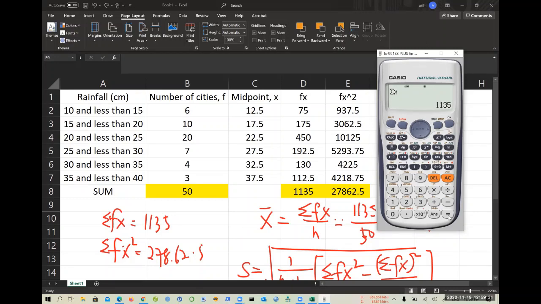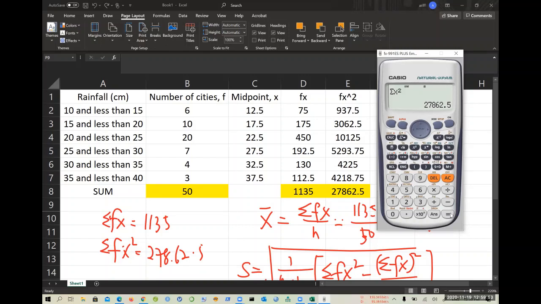And then to get the summation of fx squared, shift number 1, number 3, and then choose number 1 for fx squared, equal. So you get 27862.5. Okay. So once you have this value, write down the formula, fill in the values, and get the answer. Similarly for the standard deviation.